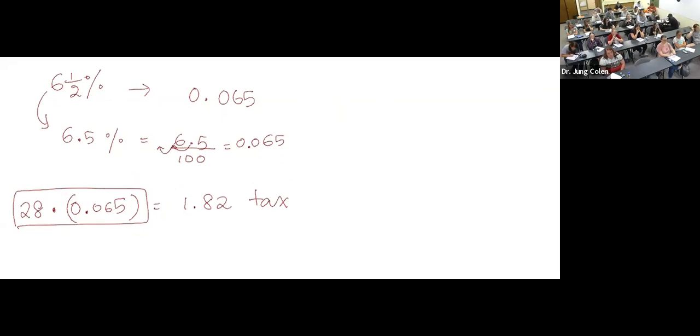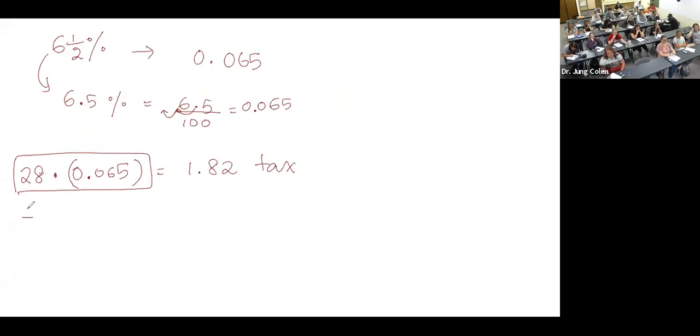So this is tax. Then our total cost for part A should be $28 for the meal and the tax, $1.82, and you get $29.82. That's the bill for this meal, and that's the tax. Does it make sense? Okay, so everybody got the same answer? Alright, nice. Any questions for that?